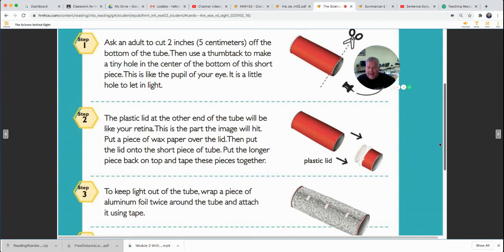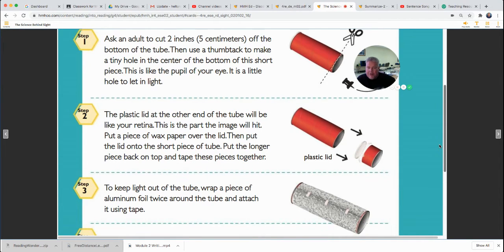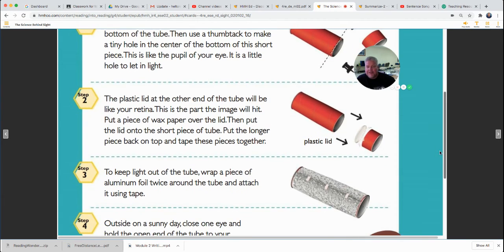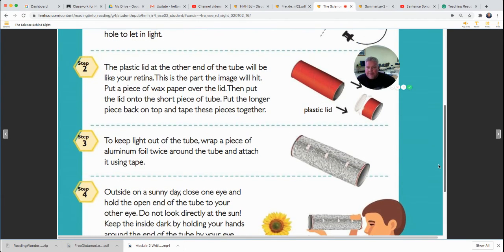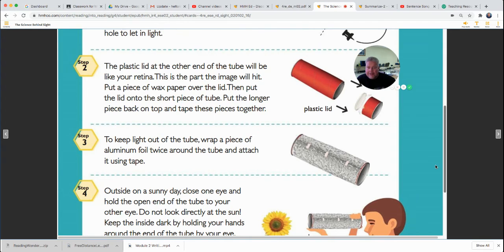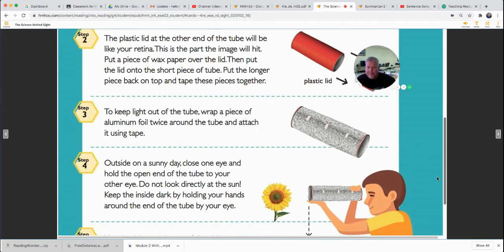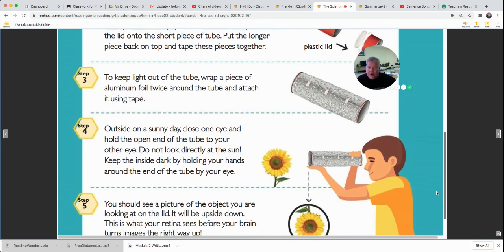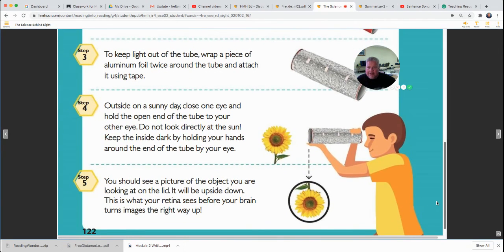Put a piece of wax paper over the lid, then put the lid into the short piece of the tube. Put the longer piece back on top and tape these pieces together. To keep the light out of the tube, wrap a piece of aluminum foil twice around the tube and attach it using tape. Outside on a sunny day, close one eye and hold the open end of the tube to your other eye. Do not look directly at the sun. Keep the inside dark by holding your hands around the end of the tube by your eye.